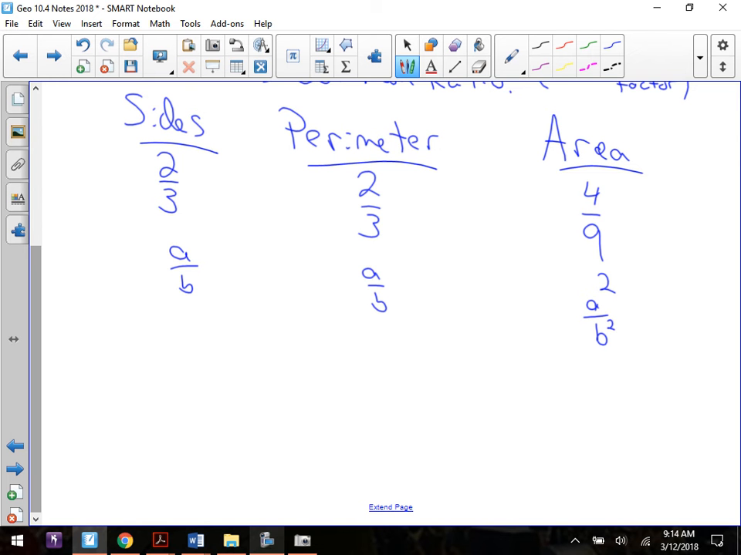Okay. What we are able to do with these things then is that if you know your scale factors between two figures, and you know one figure's area, you can figure out the other area. It's really quick. Okay? Let me show you an example.